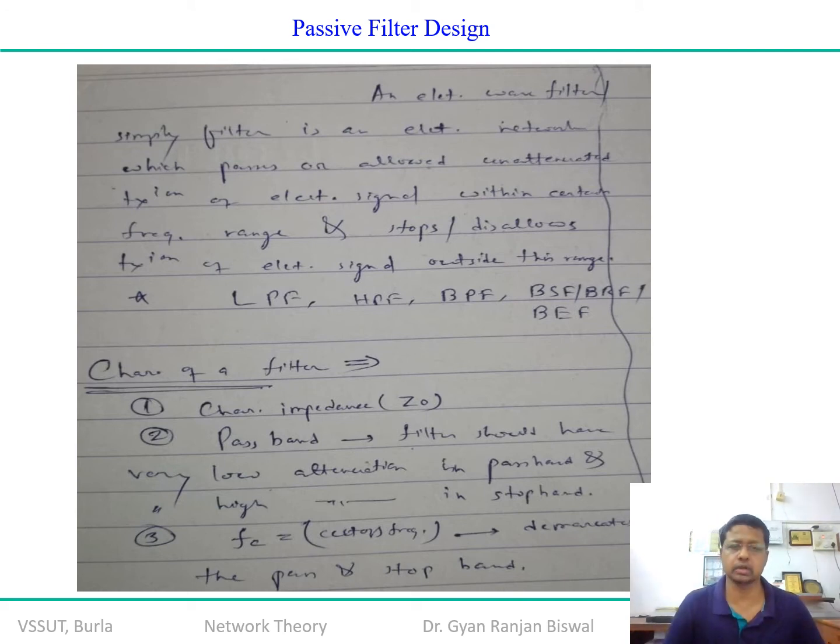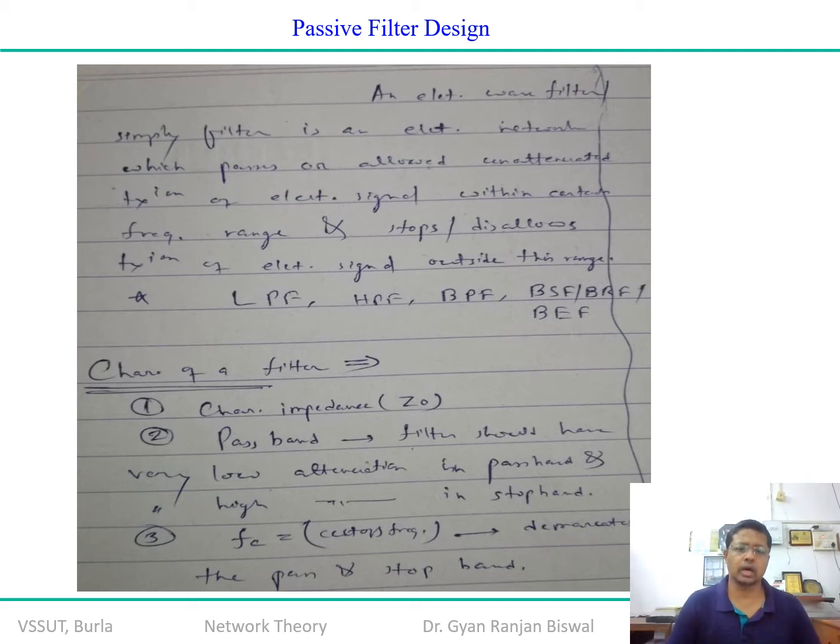So the range with very low attenuation, or ideally no attenuation, is called the pass band. And at the same time, where there is very high attenuation, or ideally infinite attenuation, that means no signal is allowed to pass, that range is called the stop band.